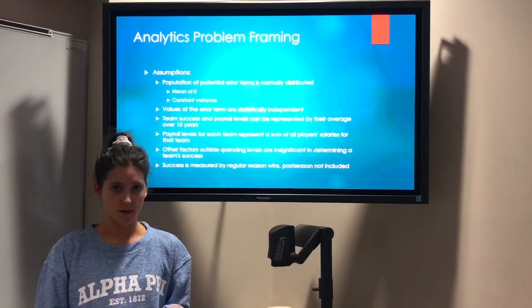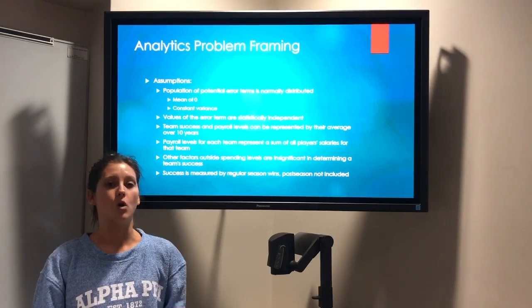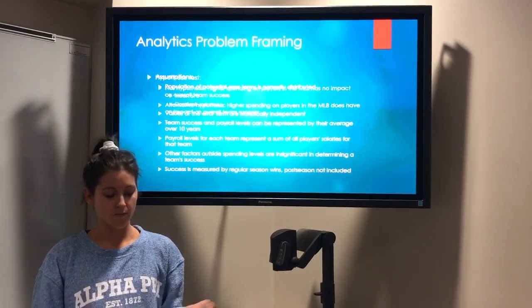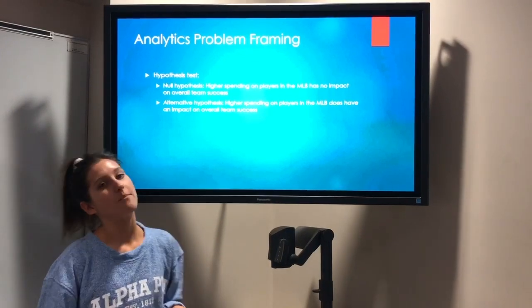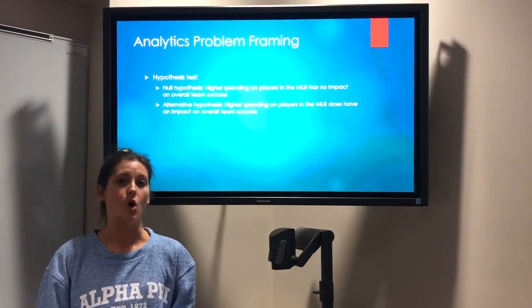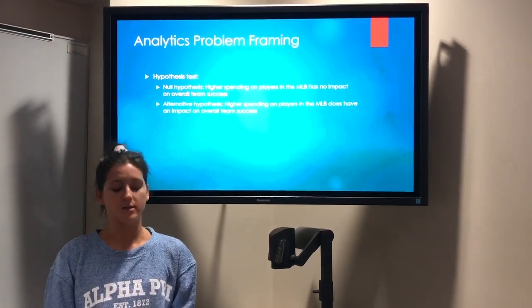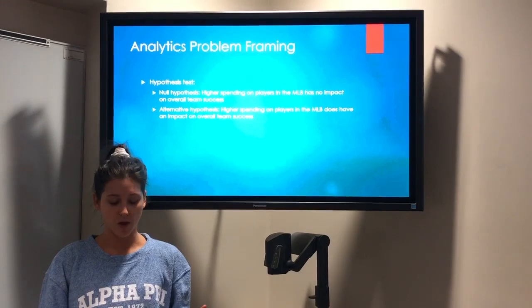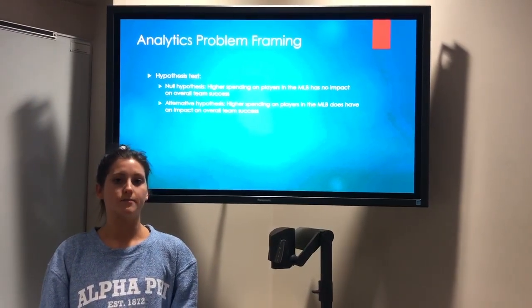And then our final assumption is that success is measured by regular season wins and postseason wins are not included. And then for the tests that we're going to be running, our null hypothesis is that higher spending on players in the MLB has no impact on overall team success. And then our alternative hypothesis is that higher spending on players in the MLB does have an impact on overall team success.